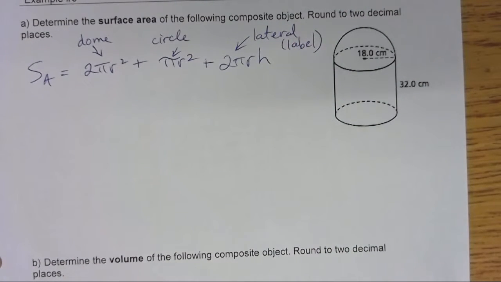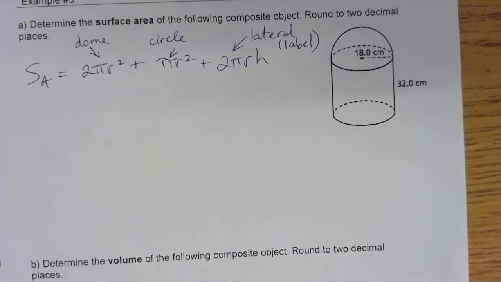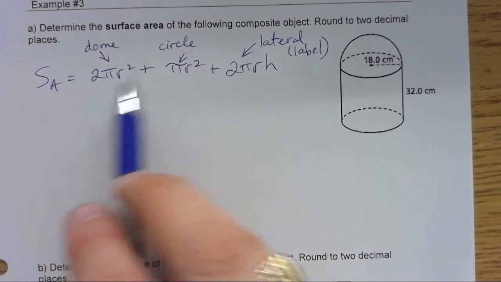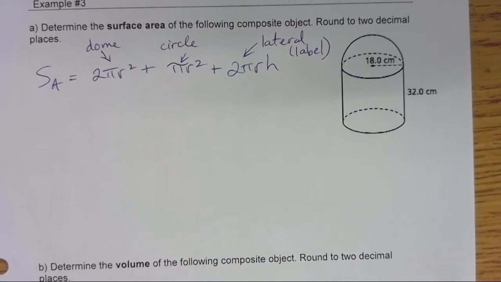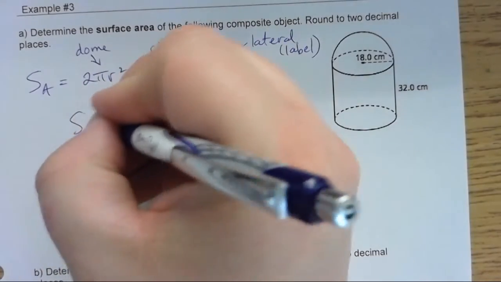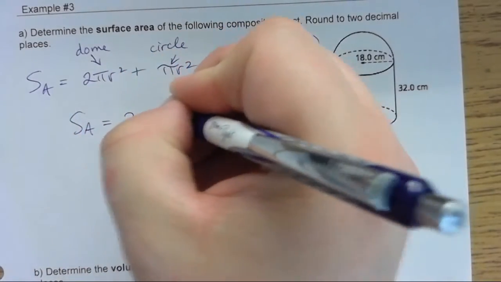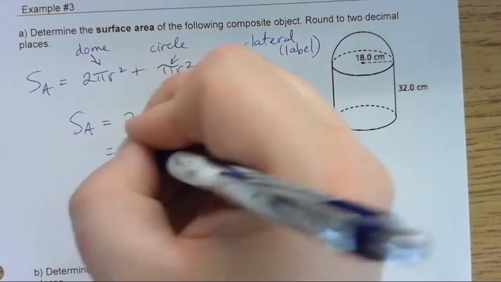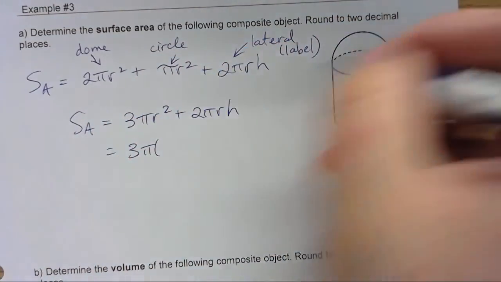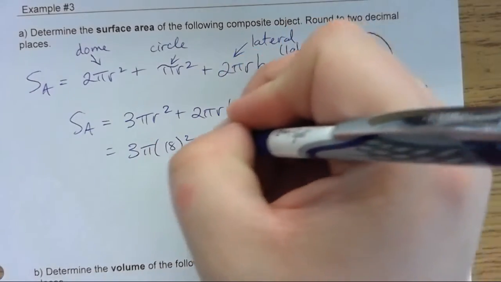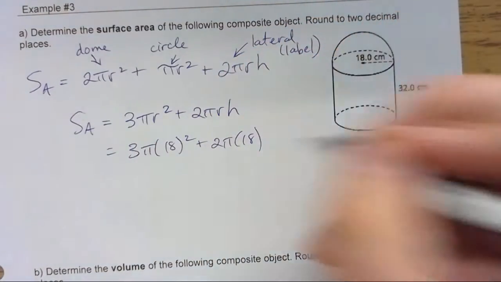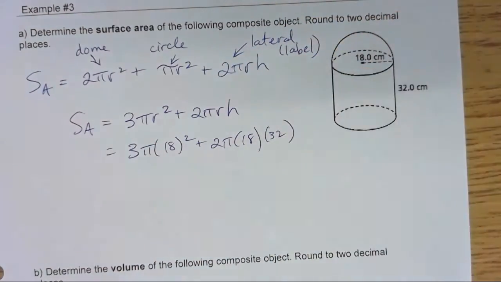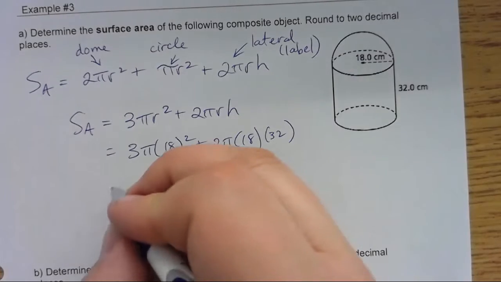And I think we have all the numbers we need. Except again, I could make my life simpler. 2 pi r squareds plus 1 pi r squareds. There's 3 pi r squareds. Yeah, let's make our lives easier. The less buttons we got to punch, the less likely we are to goof one of them up. Okay, so that's going to be 3 times pi times 18 squared plus 2 times pi times 18 times 32. And I think we're ready to punch buttons.